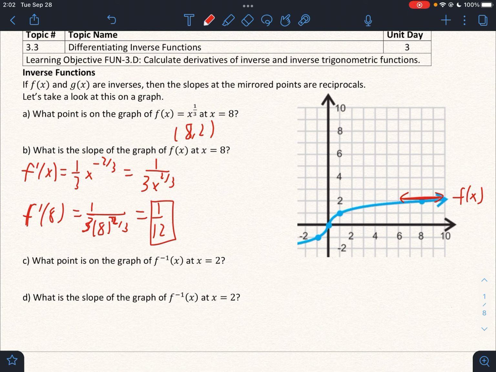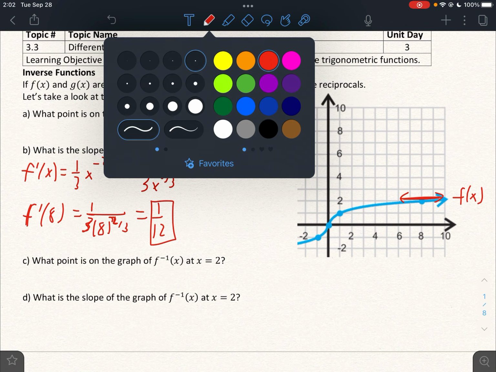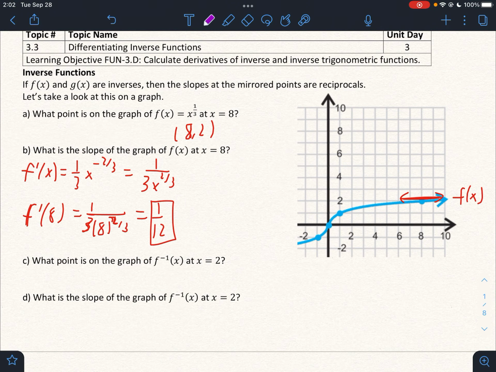All right, so now we're talking about inverses. Part C says, what point is on the graph of the inverse of x at 2? If you remember from your inverse days in Algebra 2 and pre-calc, for an inverse, all we're going to do is switch x and y. So the point would be 2, 8. So 2, 8 would be up here. And we can get more of these points if we wanted to.